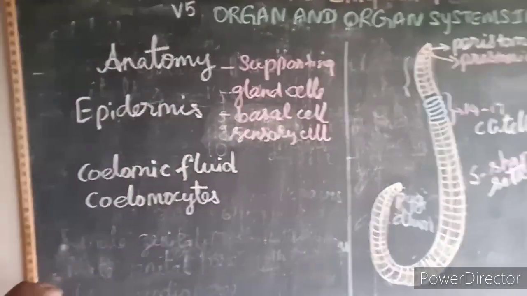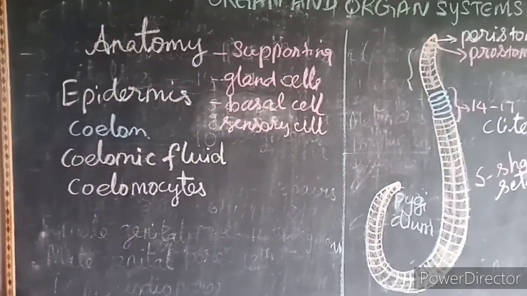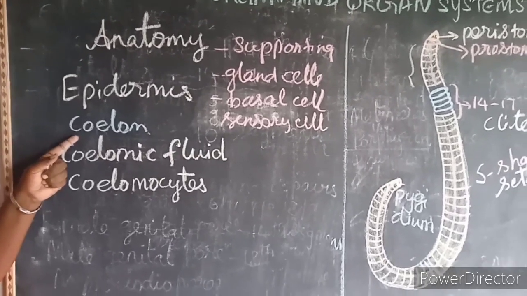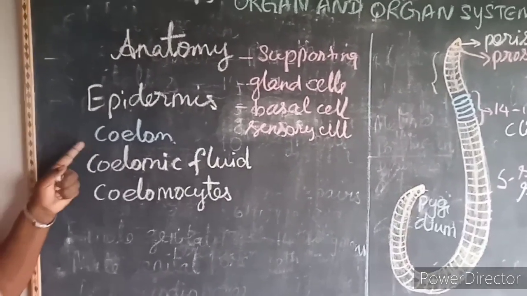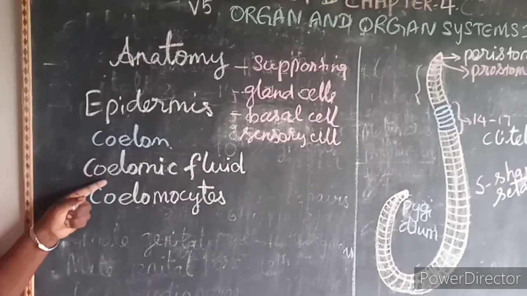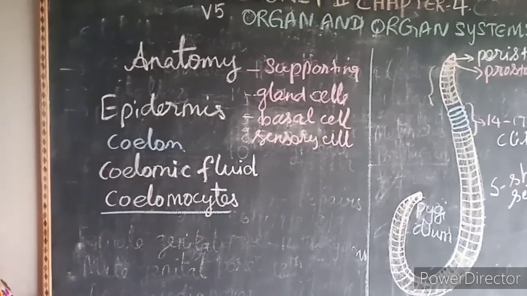Then what is a coelom? The space between the body wall and the digestive tract is known as the coelom. If it is filled with fluid, then it is known as coelomic fluid. The coelomic fluid contains cells known as coelomocytes.